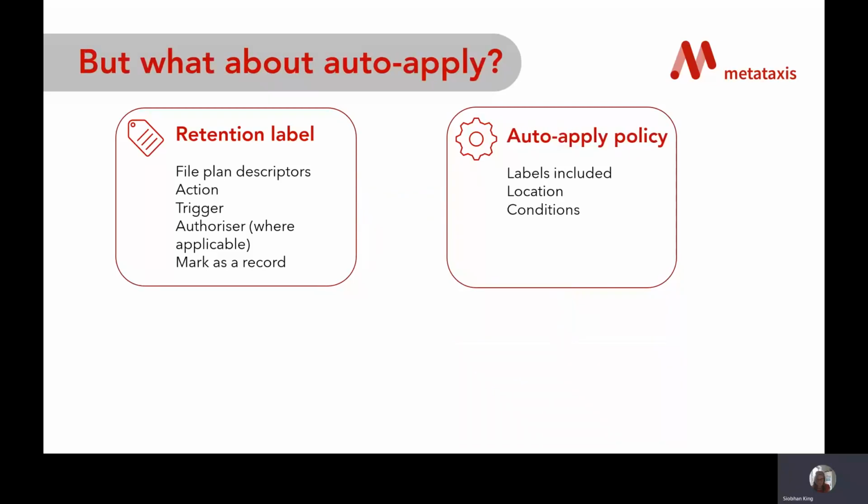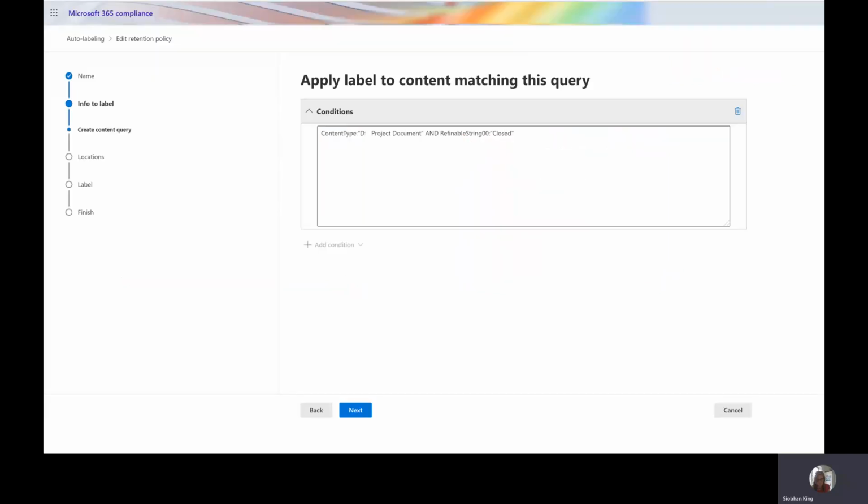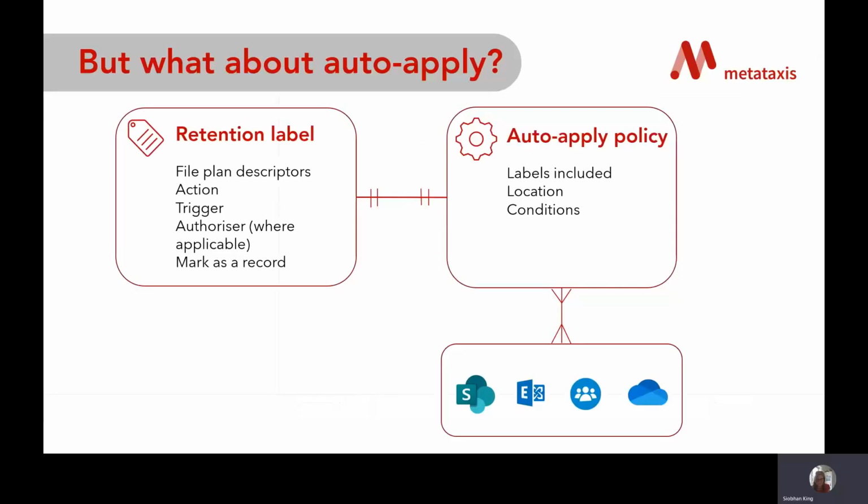But what if you're lucky enough to have an E5 license and you want to auto-apply labels? There is a different relationship between labels and policies because auto-apply uses search conditions. Search conditions are often unique to each use case, which means it's not possible to associate multiple labels to more than one policy. Here, for example, we've set up a search for a project team to identify content types that are marked as closed using a site column in SharePoint. Because of this search, we can't associate another label related to, say, HR or finance.